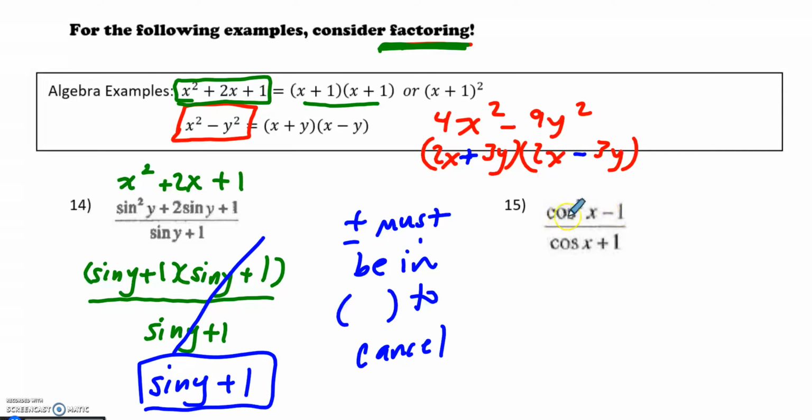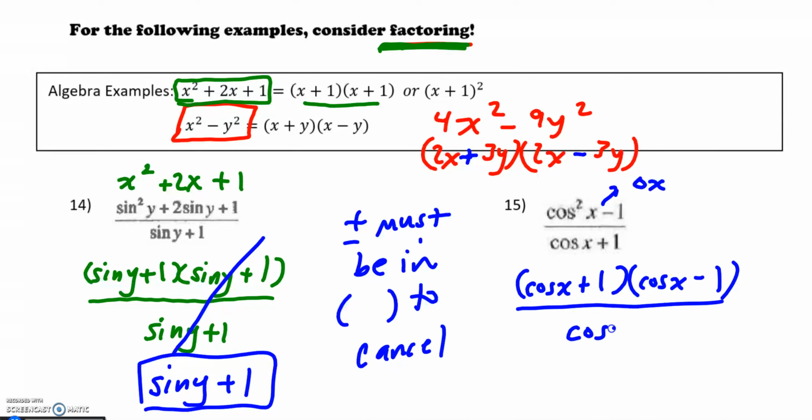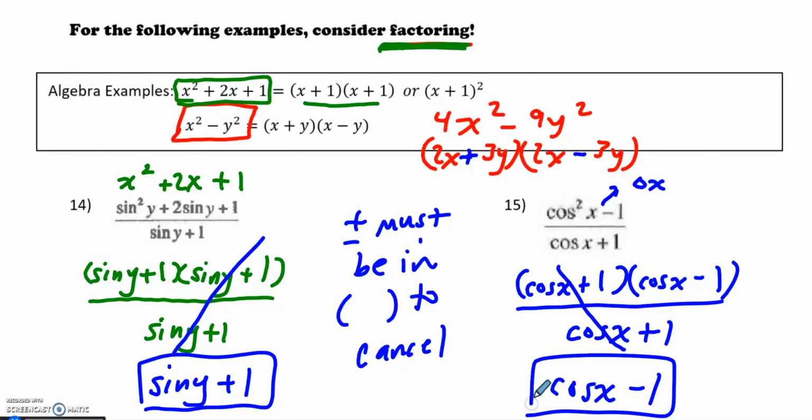Well, yes, it can. Because both of these are perfect squares, the square root of cosine squared is cosine. So the front, what times what gives you cosine squared x? Cosine times cosine. What times what gives you 1? 1 times 1. How do I get my middle term to become technically a 0x in the middle? 1 is positive and 1 is negative. In the denominator, I have another cosine x plus 1. And because it matches this exactly, it crosses out. So I'm left with just cosine x minus 1 in the numerator.